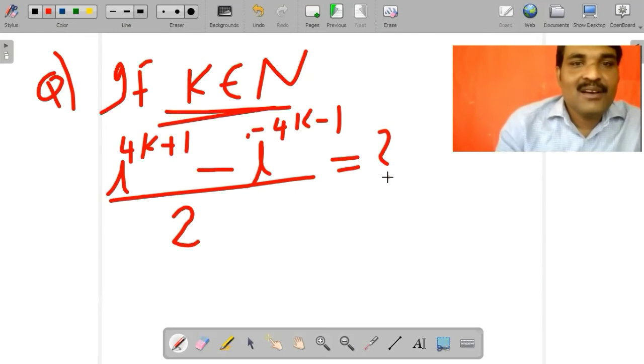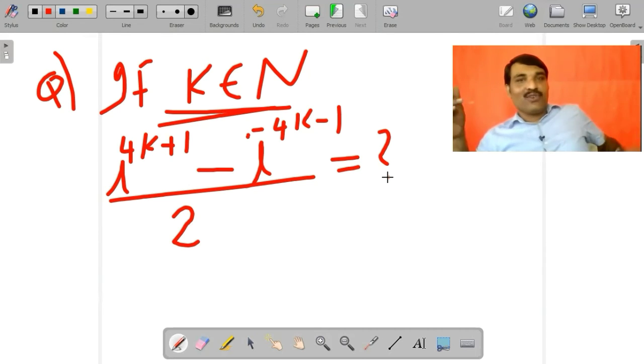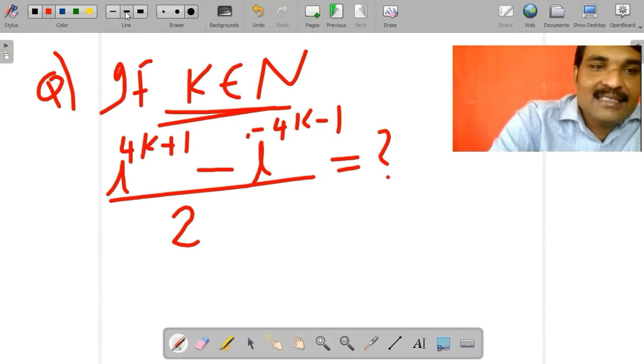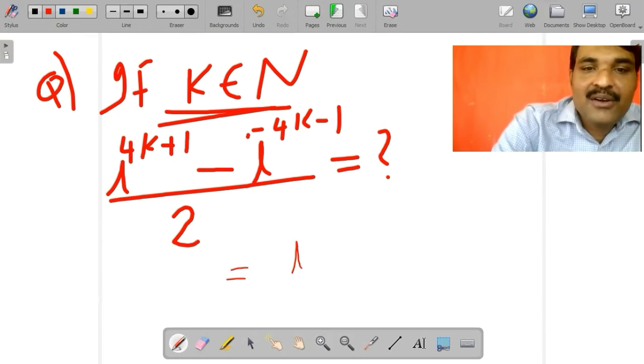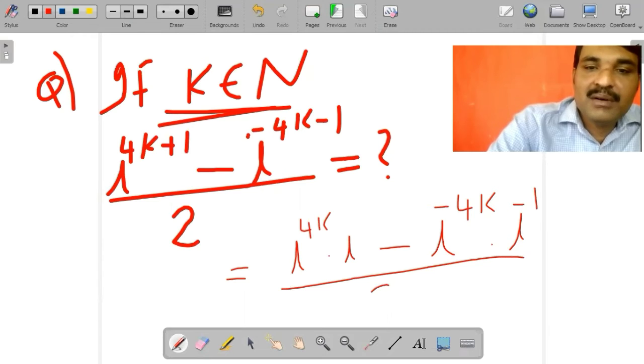Okay. Now we can write iota raised to 4k plus 1 is equal to iota raised to 4k multiplied by iota. Right. And iota raised to minus 4k minus 1 can be written as iota raised to minus 4k into iota raised to minus 1. So we can write this is equal to iota raised to 4k multiplied by iota minus iota raised to minus 4k multiplied by iota raised to minus 1, whole divided by 2.